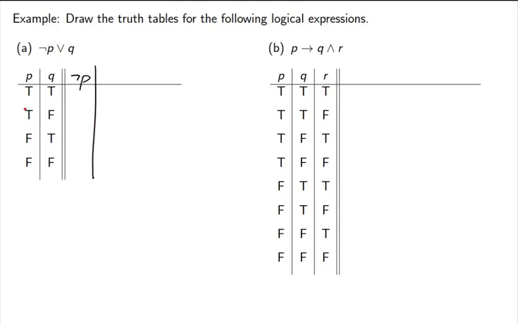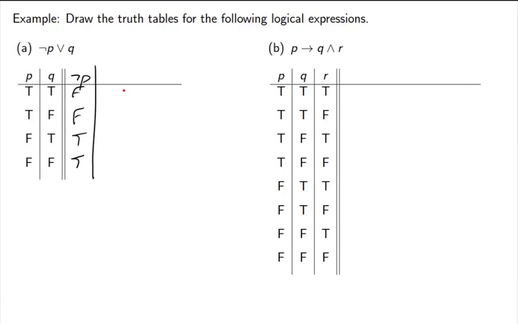P is true, true, false, false. And the way that I set up this truth table, you notice I've got all four possibilities of when P and Q could be true or false. So if P is true, the negation of P is false. Again, P is true, so the negation of P is false. When P is false, the negation of P is true, and the last one is true also. That takes care of the negation operation.